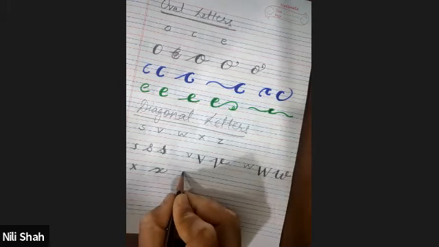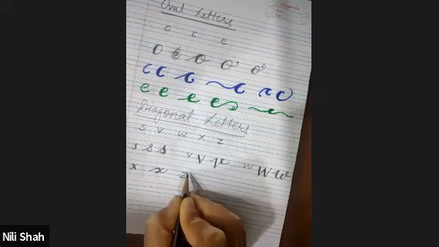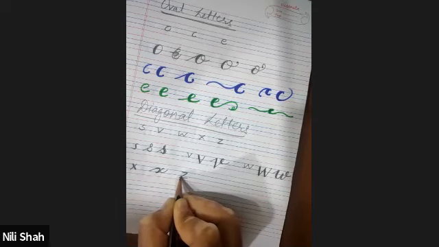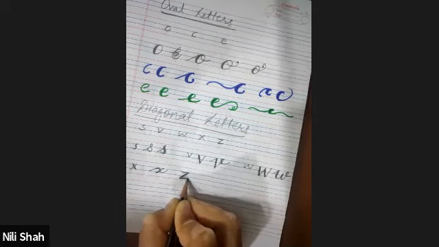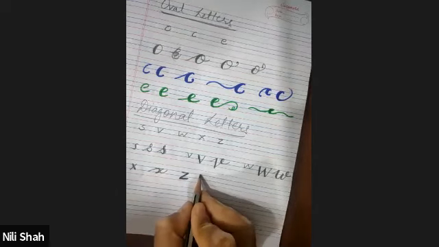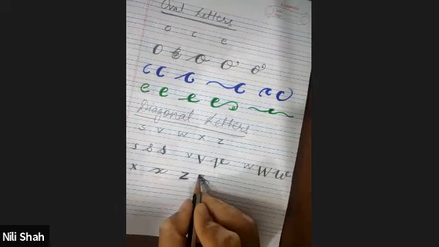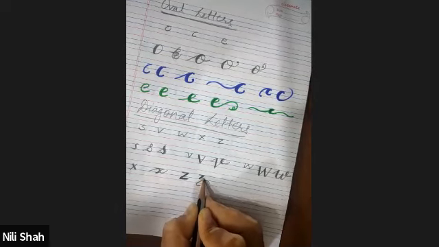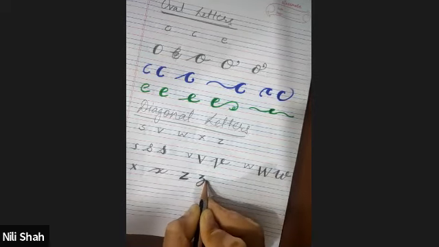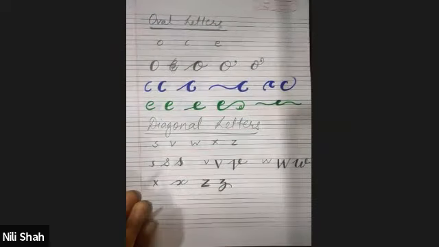Yes, I'll share a picture of it. Now, moving on to Z. For Z, this is the downward stroke, so we'll make it thick. The cursive Z is like this. So, this is the downward stroke, we'll make it thick. This is the downward stroke.